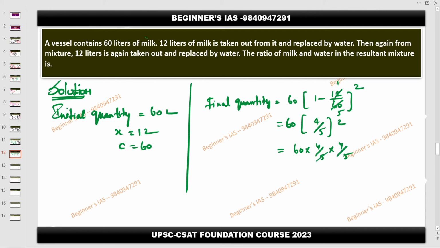Then 12, then 48 into 4 is 192. 192 by 5 is 38 point... 0.2 means 4 times. Therefore 38.4. Now read the question carefully here. So this is the final quantity, 38.4.